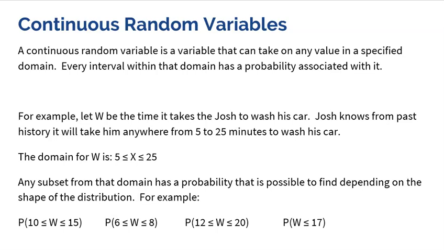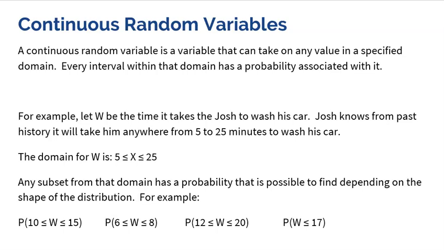So let's remember what continuous random variables are. A continuous random variable is a variable that can take on any value in a specified domain. Every interval within that domain has a probability associated with it. So let's give an example so this makes sense. Let W be the continuous random variable for how much time it takes Josh to wash his car. Josh knows from past history that it will take him anywhere from 5 to 25 minutes to wash his car.